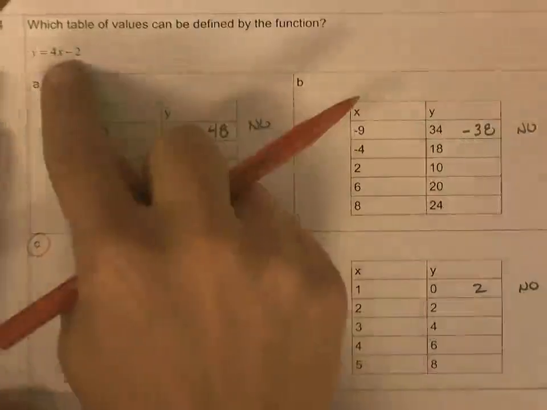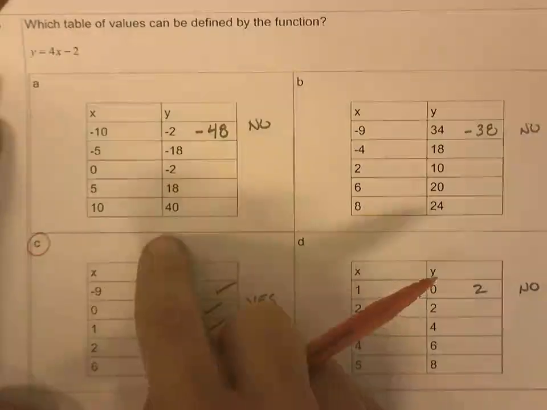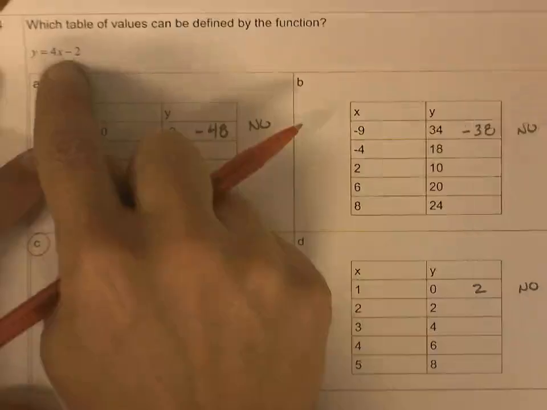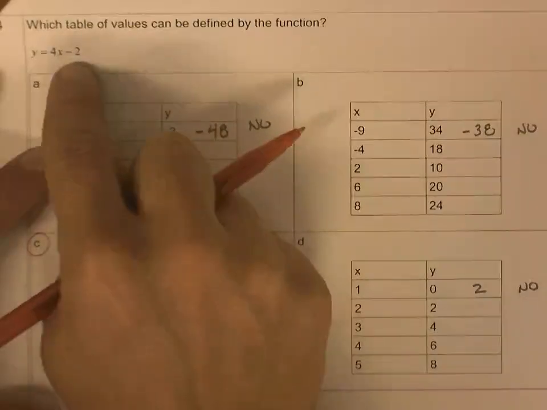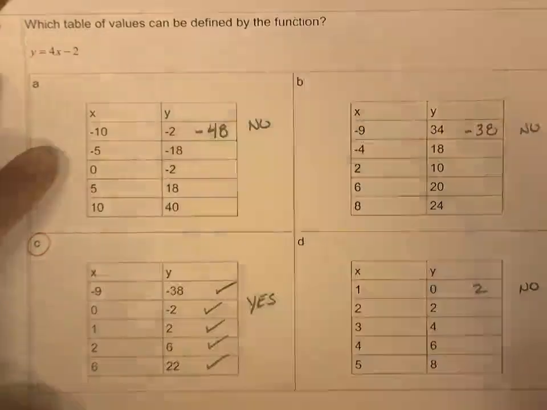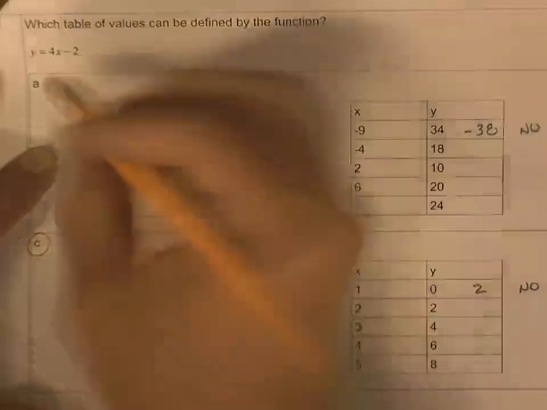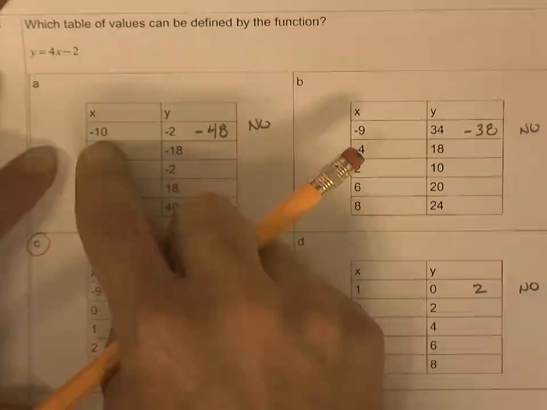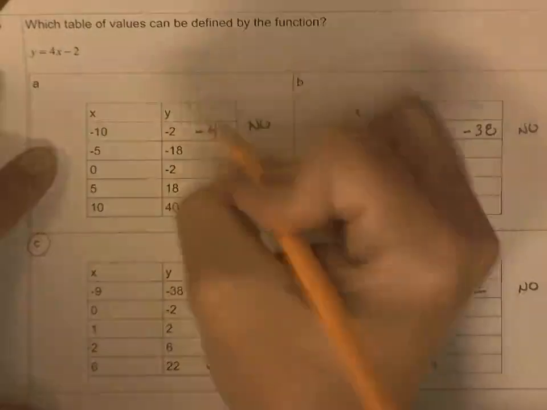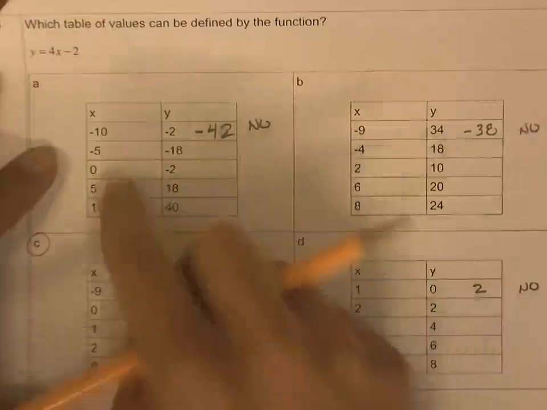Number 4, we need to match up this equation with one of these tables. I'm going to start by plugging in a negative 10. If I plug in negative 10, 4 times negative 10 is negative 40, minus 2 is negative 42. That was wrong. I'm glad I'm doing this. 4 times negative 10 is negative 40, minus 2 is negative 42. I don't know where I got a 48 from. Either way, it does not work. That's not the right one.